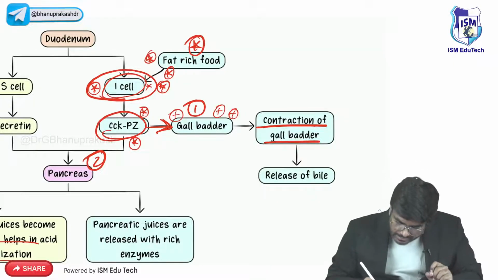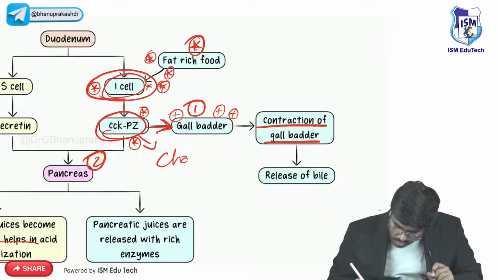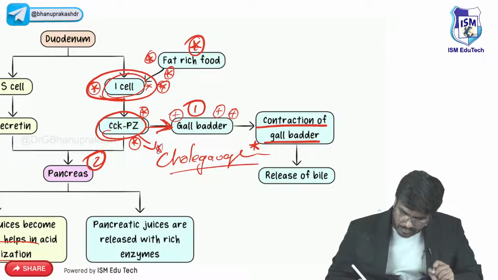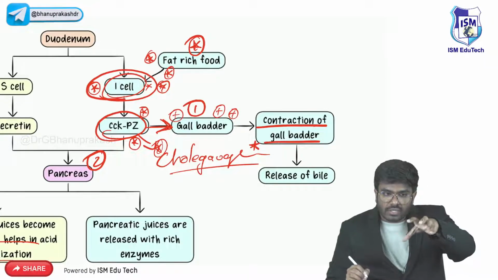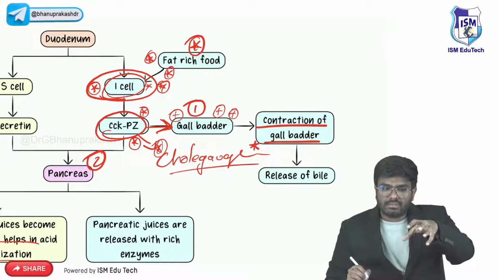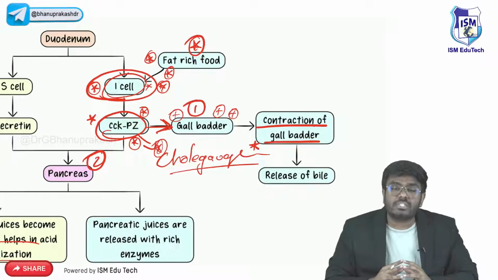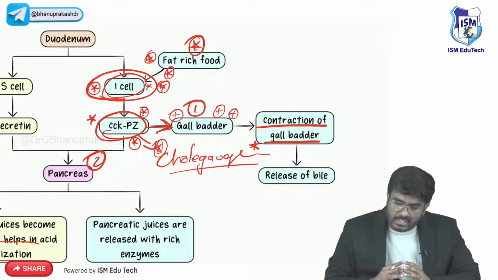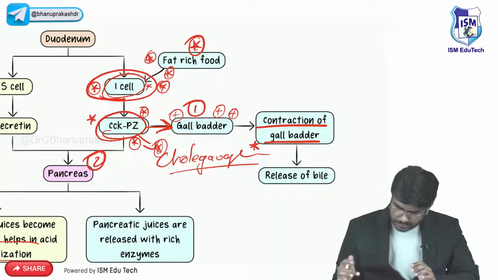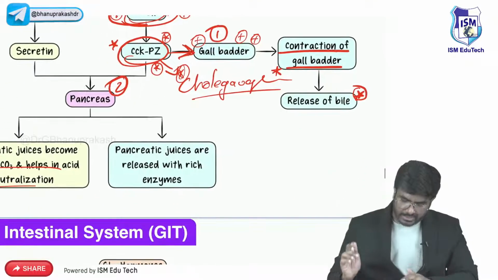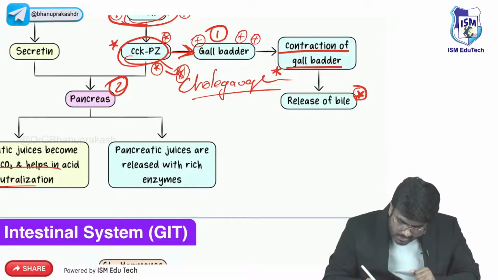So that's why cholecystokinin is called a cholegog. Cholegog means the one which causes the contraction of the gallbladder. The one which causes contraction of the gallbladder is called a cholegog, and cholecystokinin is an example of a cholegog. So bile is released. Done, completed.